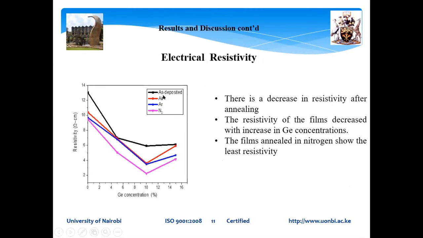Yes, I'm finishing. And then this is the electrical resistivity. We notice that we have a decrease in the resistivity once we anneal the films, and also the films annealed in nitrogen recorded a lower resistivity. And this is because of the development of oxygen vacancies, which acted as donor centers for electrons. And also we had a decrease in the resistivity as we increased the germanium concentration.